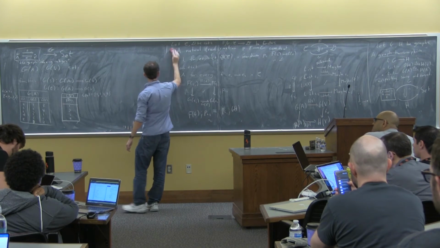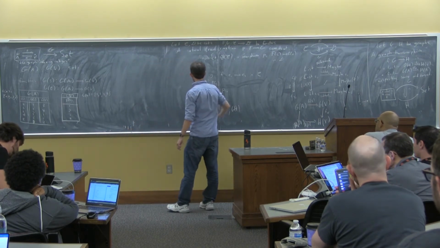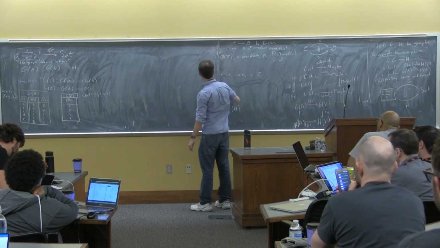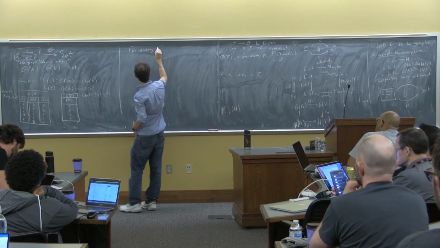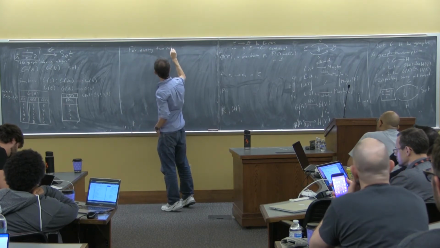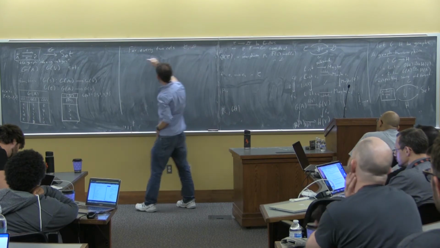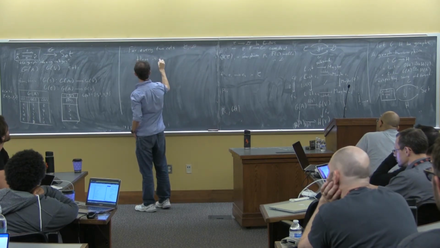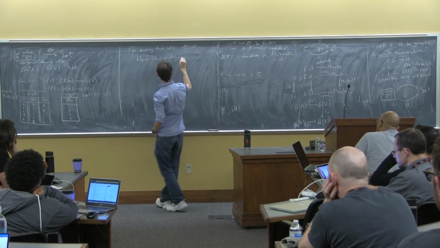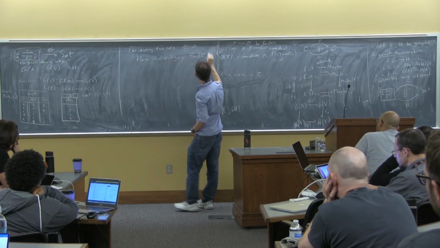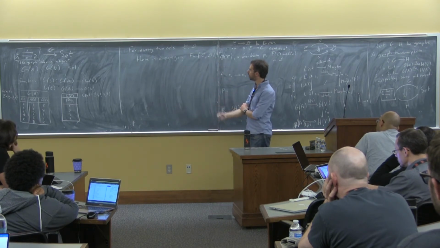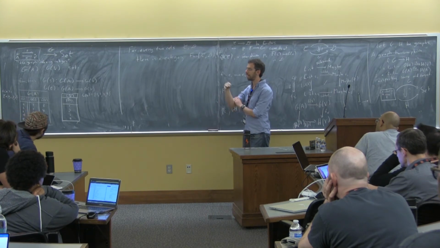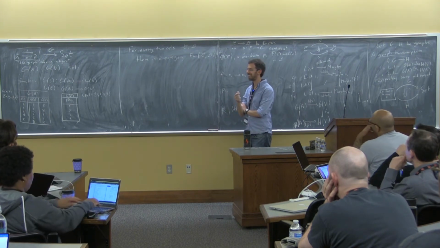So given two categories C and D, there is a category Fun(C,D). This is the category whose objects are the functors from C to D and whose morphisms are the natural transformations between functors. Just say it again. Just say it one more time. I'll say it again.